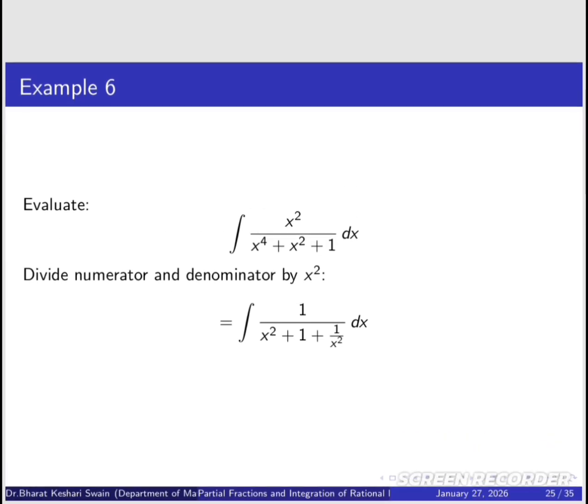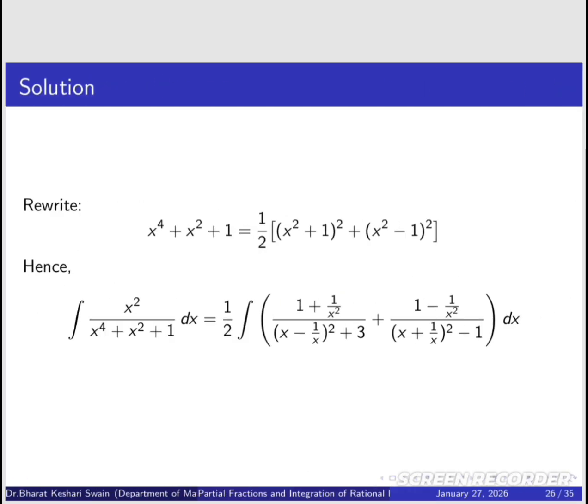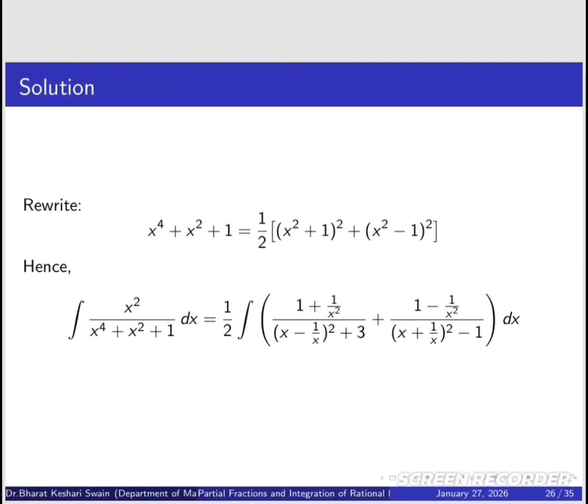So what we will get? It is 1, and next your x denominator will be x square plus 1 by x square. Now rewrite the x fourth plus x square plus 1 as this: 1 by 2 [(x square plus 1) whole square plus (x square minus 1) whole square]. If I write like this, it will be the form. What will be the term?